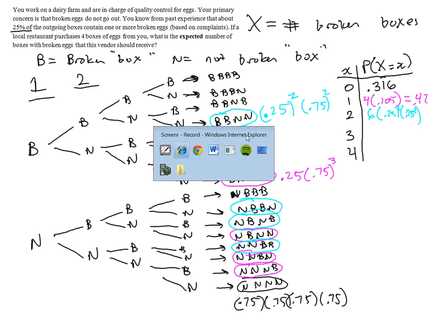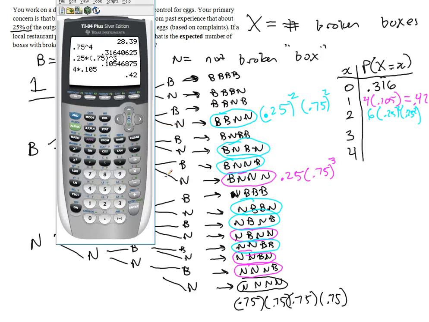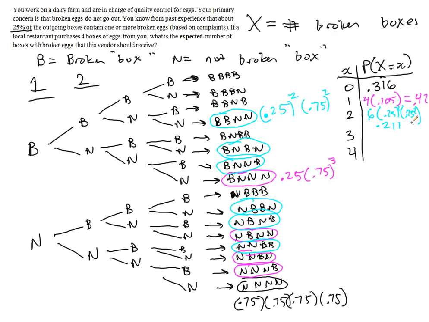So that will come out to be, well, let's see, 6 times 0.25 squared times 0.75 squared, and we get a combined probability of 0.211. So we'll round it to that. Now keep in mind that this should all add up to 1 here in the end.